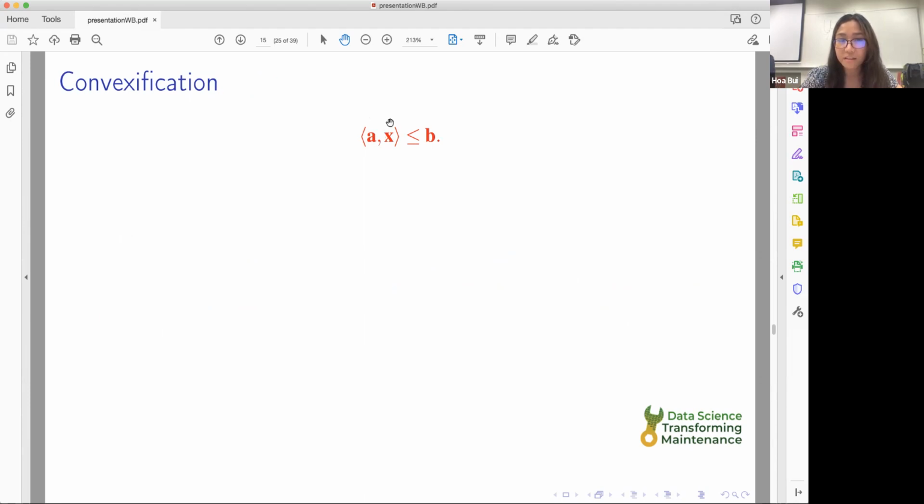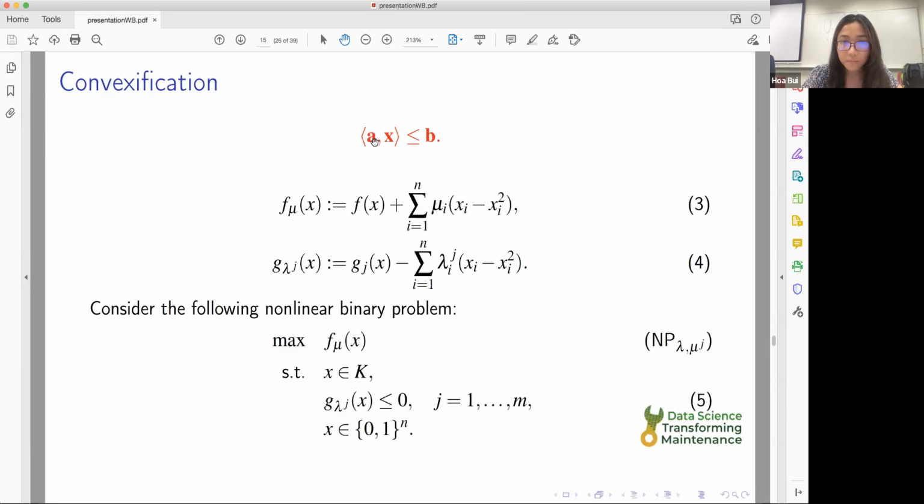Changing the component a is actually a convexification, because a is chosen as the derivative of the function f at some current solution. So when you change a, you change the curvature of the functions. For convexification, because we are considering binary solutions, xi minus xi squared is actually 0. So by adding these two terms, we don't change any value of the functions f and g, but we only change the curvature of f and g.